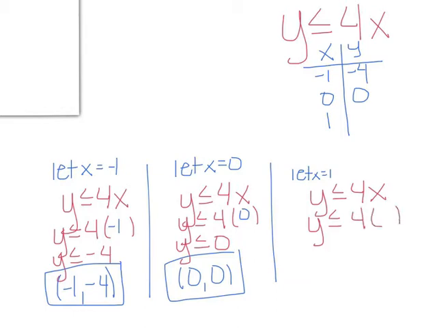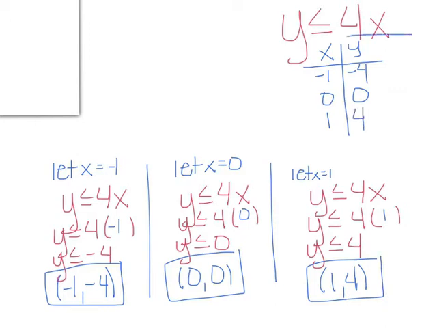And our last one, we have y is less than or equal to 4 times x. This time x is +1. So we have y is less than or equal to 4 times 1, which is 4. Meaning that when x is 1, y is 4. We can fill in our chart.